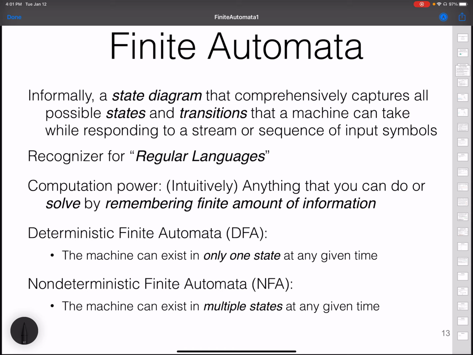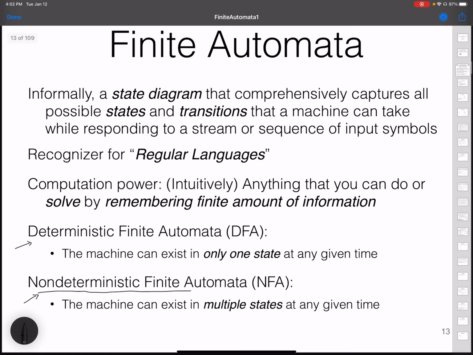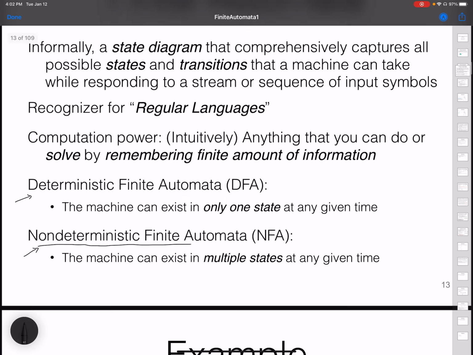The non-deterministic finite state is about the design of the machine, but the core power of the machine is the same as the deterministic finite state. It's just a different way to design the machines. I will talk about non-deterministic finite states next week, so let's just leave it here.